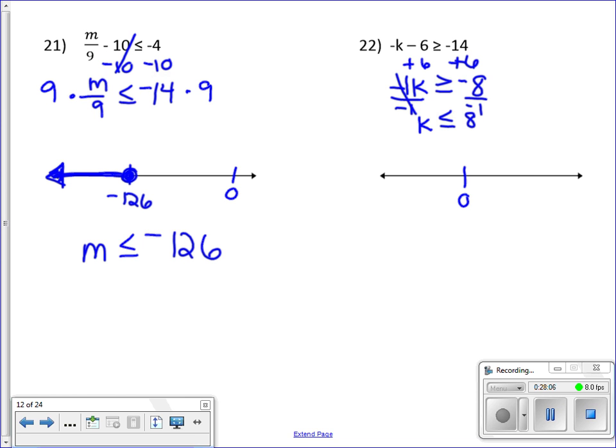So again, if this was 0, this is going to maybe be 8 here. It's all the numbers that are less than or equal. So I'm going to circle that, I'm going to fill it in, less than, and everything in between.